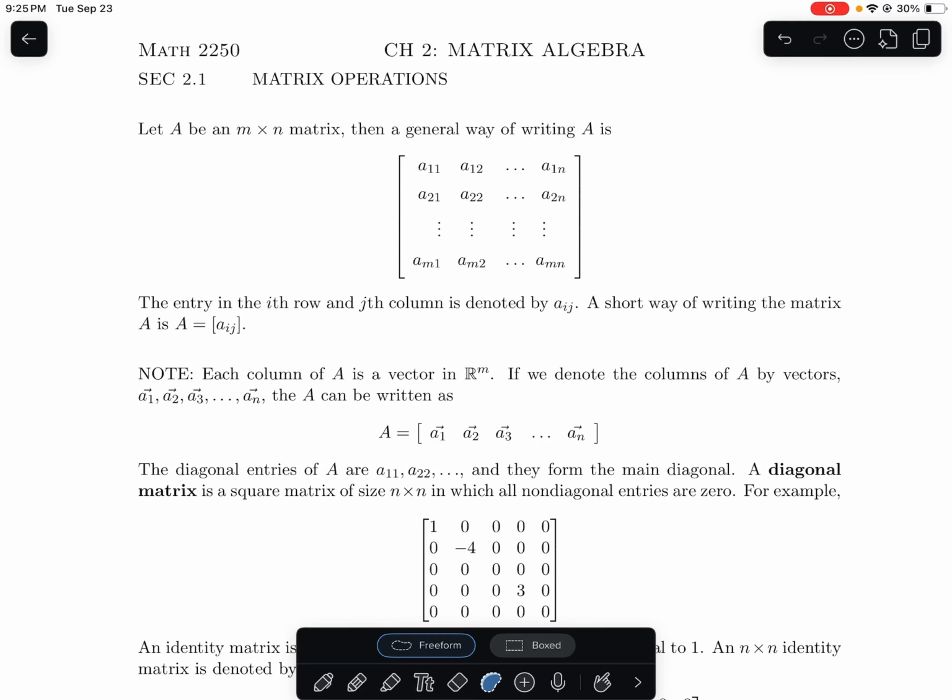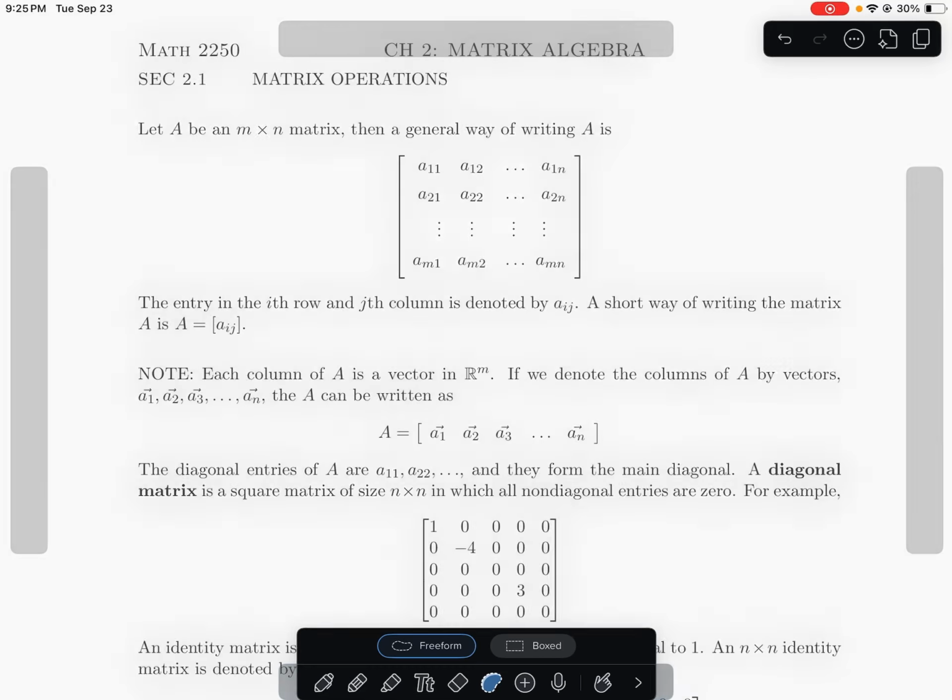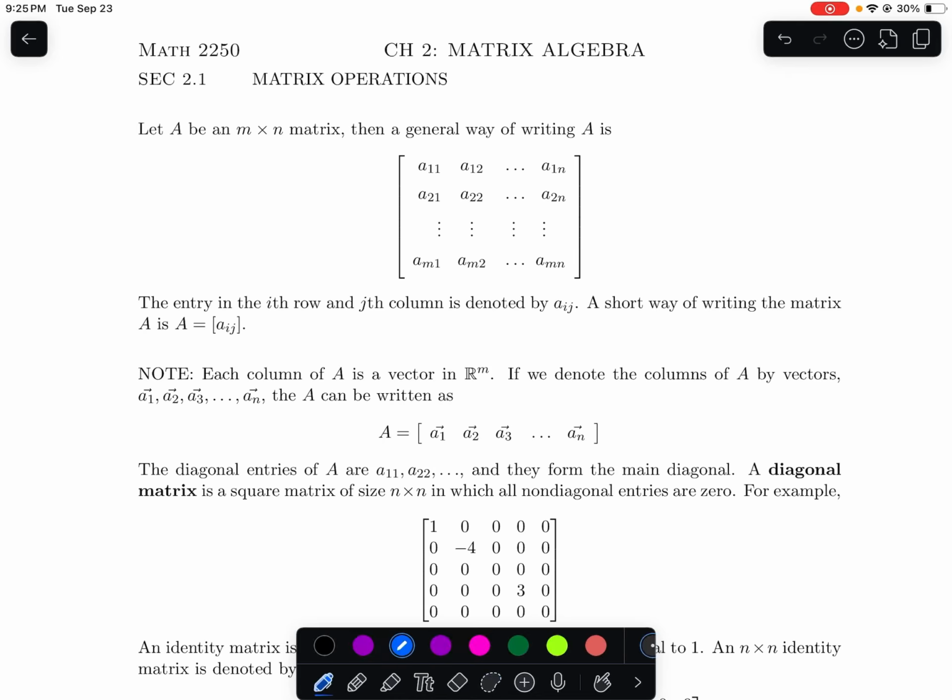Chapter 2, Matrix Algebra. So 2.1 talks about matrix operations. So what operations can we apply on matrices? Let A, B be m by n matrices. Then a general way of writing A is given here.